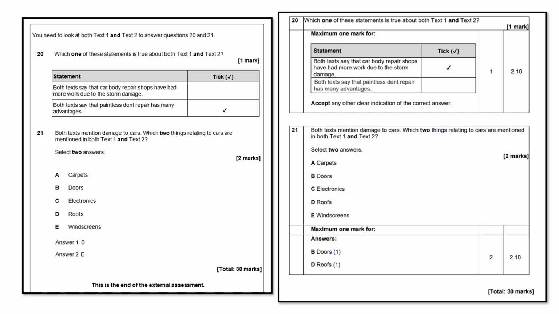Question 21 is a multiple choice question and has 2 correct answers, and the learner must select 2 things that are mentioned about cars in both texts. The correct answers are B, doors, and D, roofs. So the learner got 1 out of a possible 2 marks.